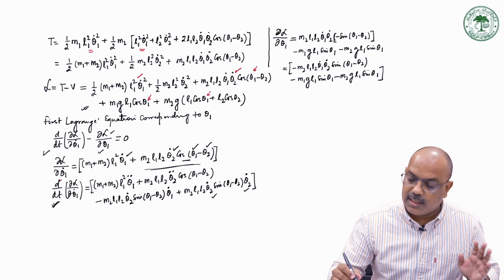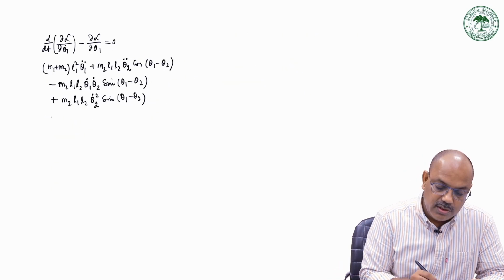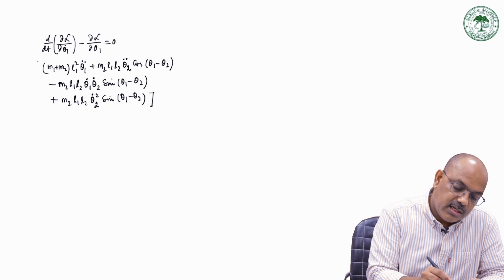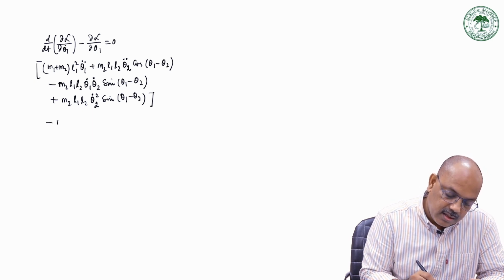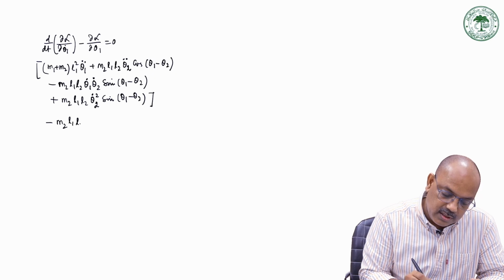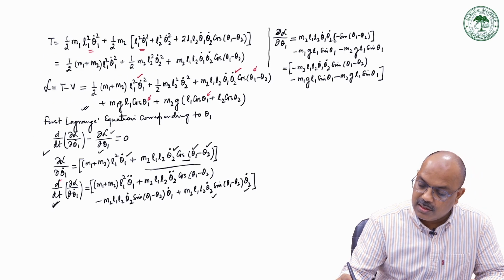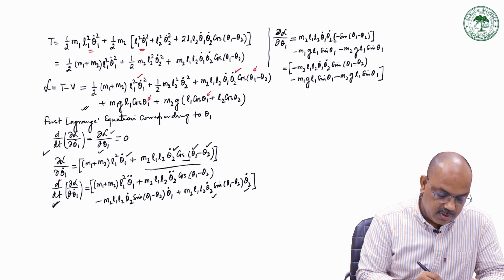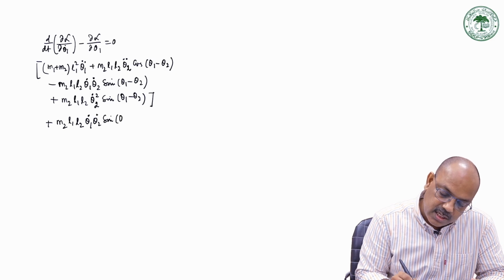Okay, this is one, and then with the negative sign, this is for the kinetic energy part, and then minus m2 L1 L2, and because this is minus here, that minus will become plus, so you get plus L1 L2 theta 1 dot theta 2 dot sine of theta 1 minus theta 2.